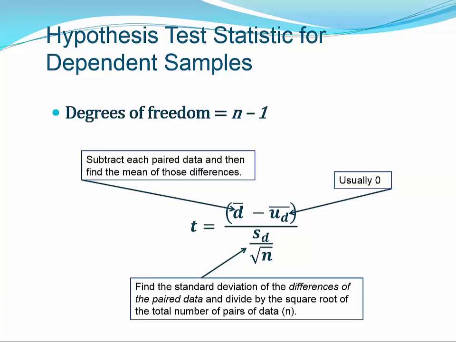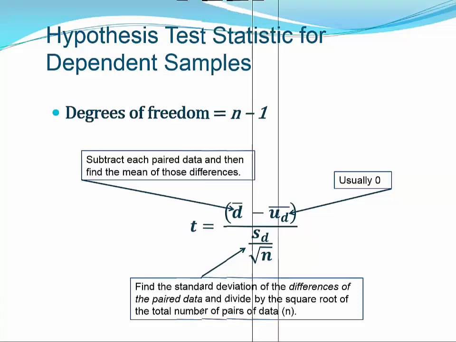Next, we will find the standard deviation of the differences of the paired data. Again, that comes from typing the data in the calculator as a list and having the calculator find the standard deviation. We divide that by the square root of the total number of pairs of data, n.